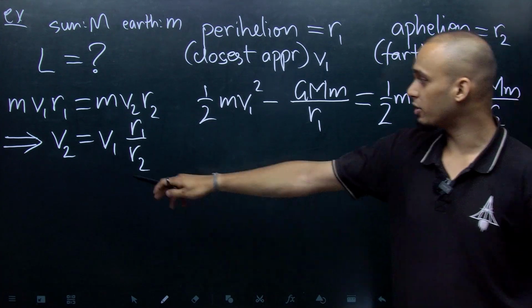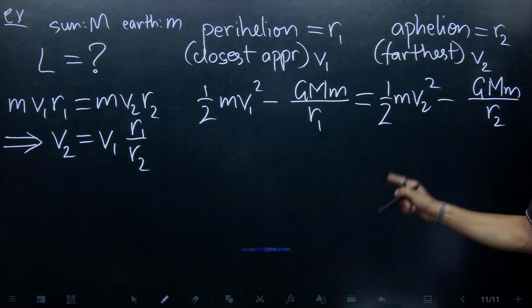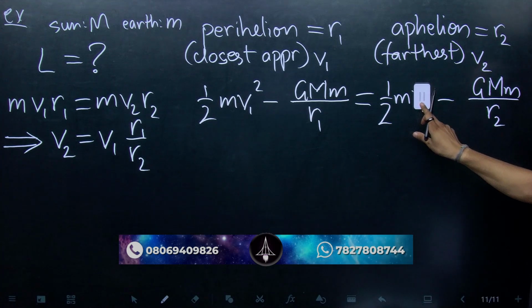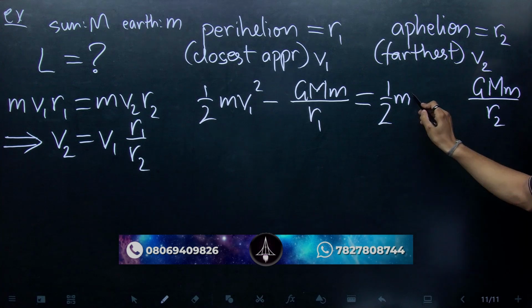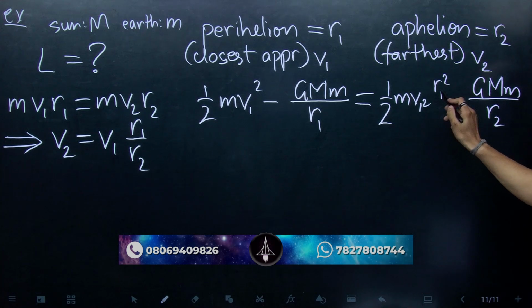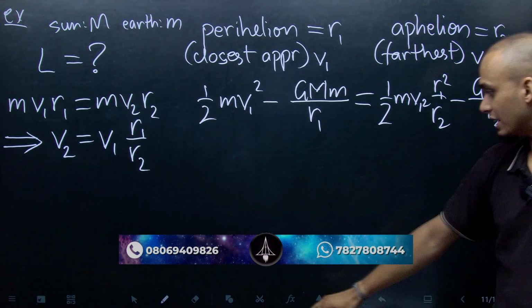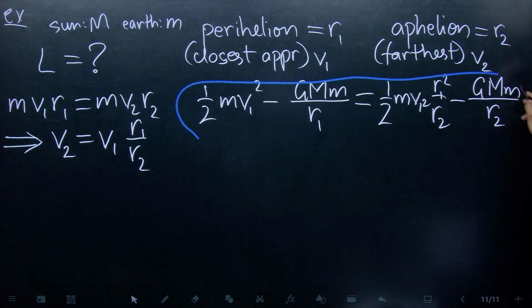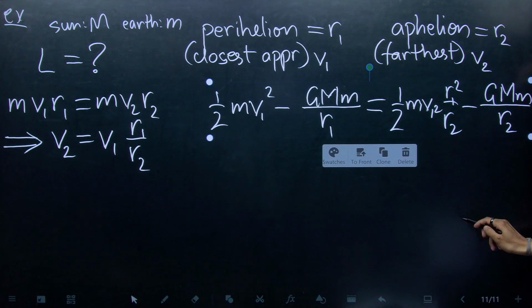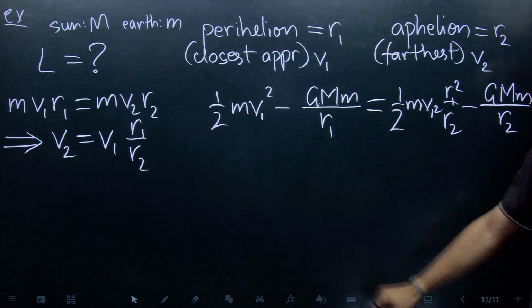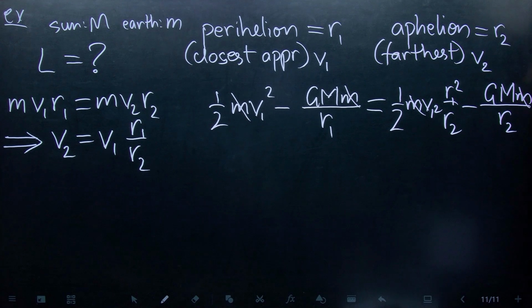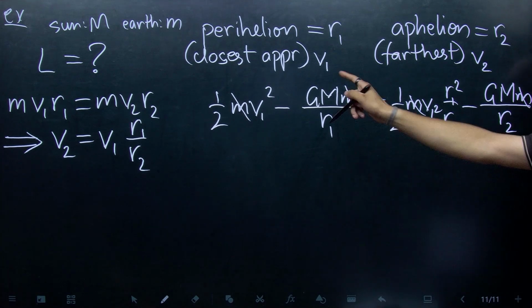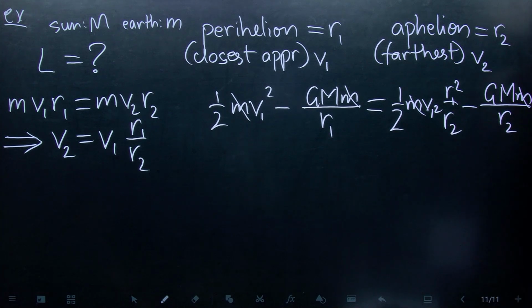Now if we substitute the value of the aphelion velocity over here, we can write v2 square as v1 into r1 upon r2 square. So v1 square into r1 square upon r2 square we can write as the aphelion velocity in the energy statement, right? Now m will get cancelled from all the sides as usual. M everywhere we cancel m, and we need to calculate the angular momentum in terms of r1 and r2, right?